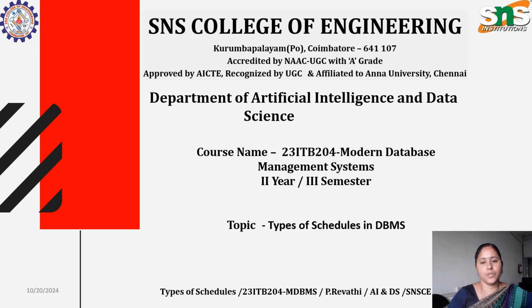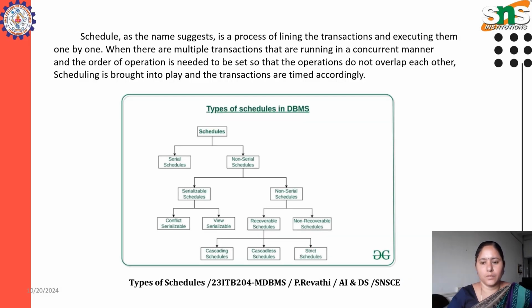Science. Today we are going to discuss the topic about types of schedule in DBMS. A schedule is, as the name suggests, a process of lining up transactions and executing them one by one. When multiple transactions are running concurrently, the order of operations needs to be set so that the operations do not overlap each other. Scheduling is brought into play and the transactions are timed accordingly.